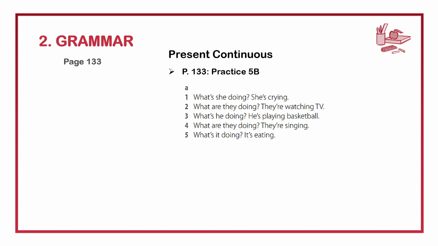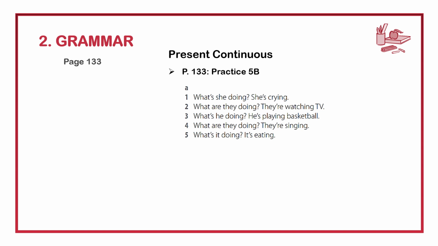So, number 1, what's she doing? She's crying. 2, what are they doing? They're watching TV. 3, what's he doing? He's playing basketball. 4, what are they doing? They're singing. 5, what's it doing? It's eating. Go for part B now.